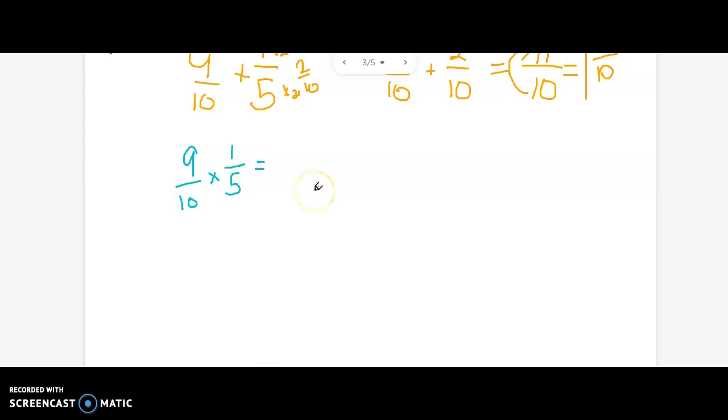All right. When we multiply fractions, we simply multiply the numerators. Well, we first make sure that there are not any improper fractions, right? They're all good. But we multiply our numerators. So 9 times 1 is 9. Multiply our denominators. 10 times 5 is 50. And then I'm going to think, can I simplify this? No, nope. This is simplest form. So the product is 9/50.